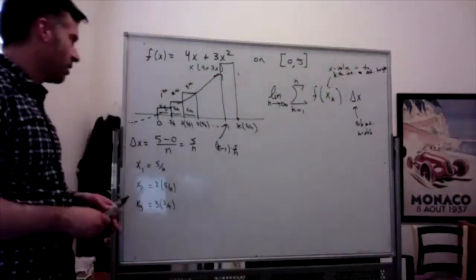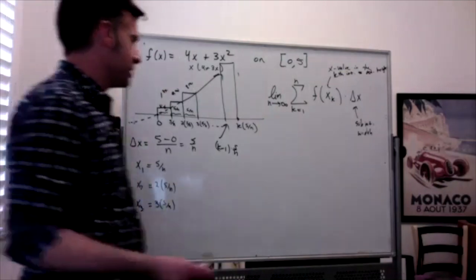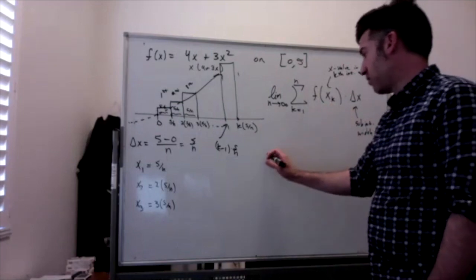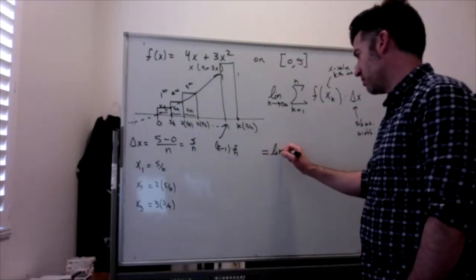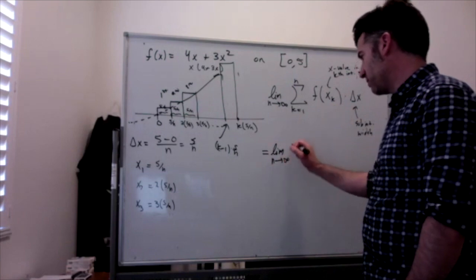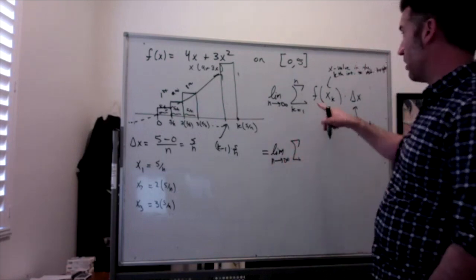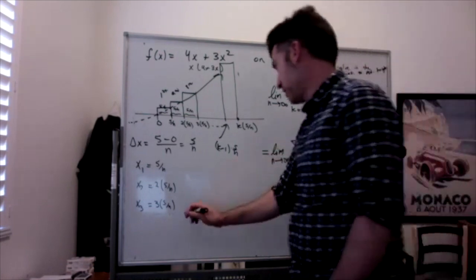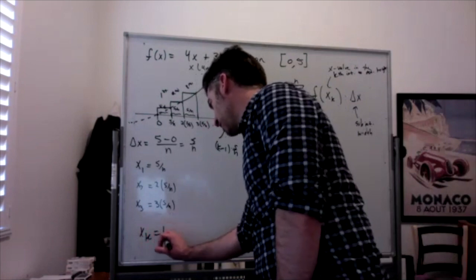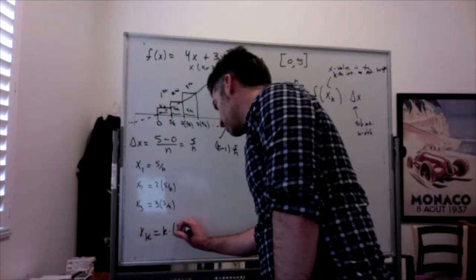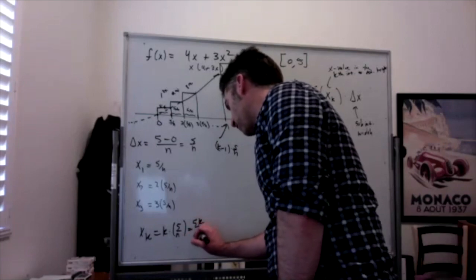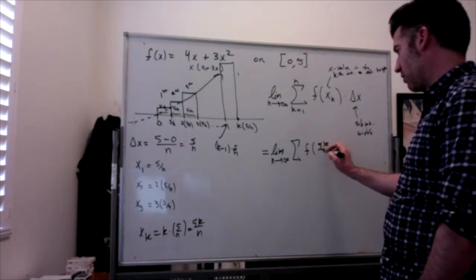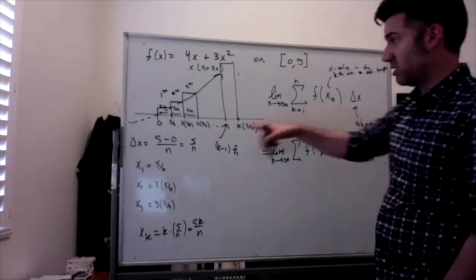So what we're going to do is plug that in for our x. When I write this limit, it's the limit as n goes to infinity of the sum. My function f of x is 4x plus 3x squared. I forgot to write what x sub k is, which is k times 5 over n, which I'm just going to write as 5k over n. So I'm going to do f of 5k over n times my delta x, which is 5 over n.